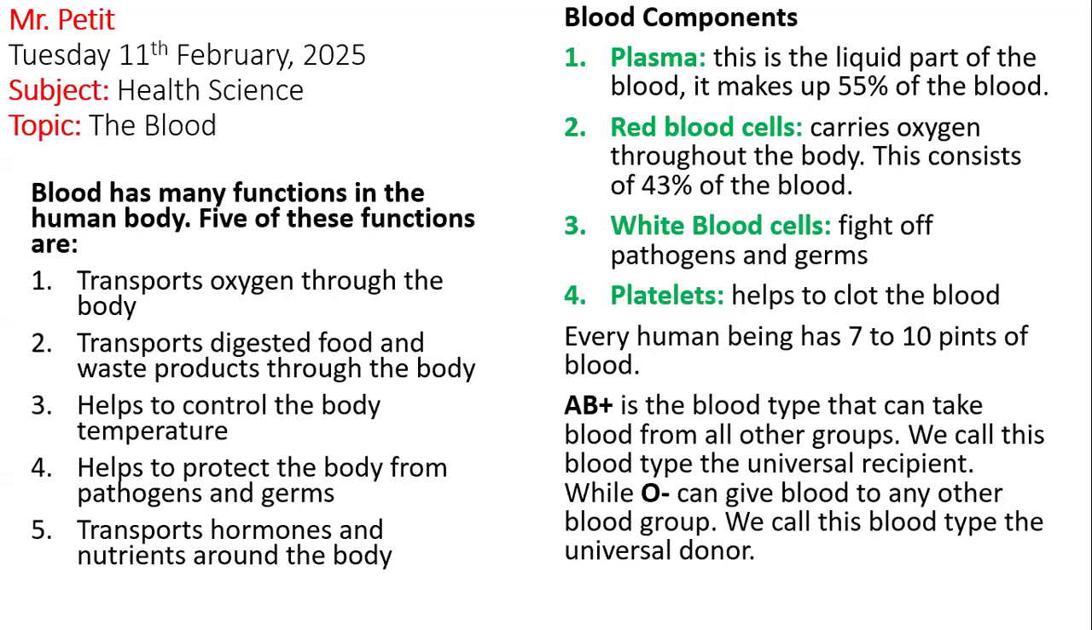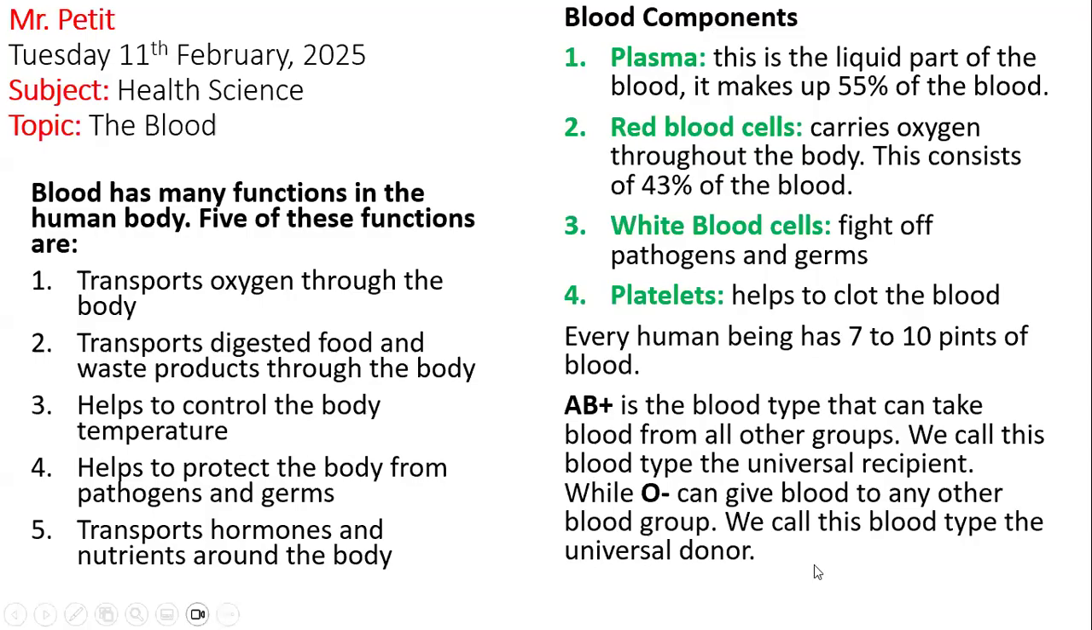What do we call the universal recipient? Which blood group is the universal recipient? AB positive. And what blood group is the universal donor? O negative. The other types of blood are A, B, and O. That's in general, so 4 blood types.